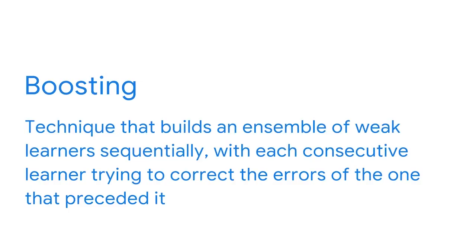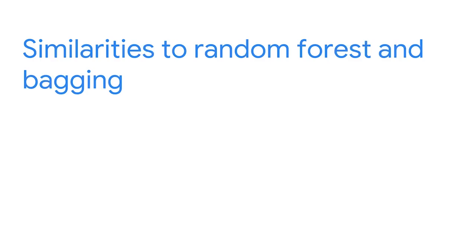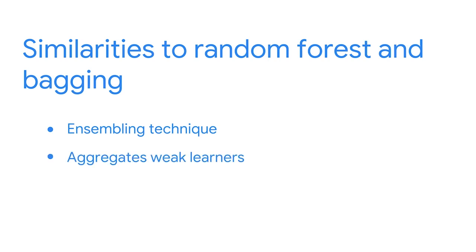Boosting is a supervised learning technique where you build an ensemble of weak learners. This is done sequentially, with each consecutive base learner trying to correct the errors of the one before. Remember, a weak learner is a model whose prediction is only slightly better than a random guess, and a base learner is any individual model in an ensemble. This practice is similar to random forest and bagging. Like random forest, boosting is an ensembling technique, and it also builds many weak learners, then aggregates their predictions.